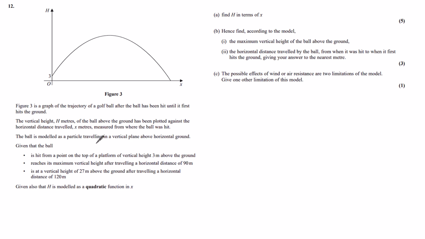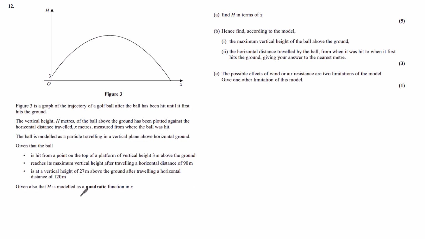The ball is modelled as a particle travelling in a vertical plane above horizontal ground. Given that the ball is hit from a point on the top of a platform of vertical height 3 meters above the ground, reaches its maximum vertical height after travelling a horizontal distance of 90 meters, and is at a vertical height of 27 meters above the ground after travelling a horizontal distance of 120. Given also that h is modelled as a quadratic function in x, part A, find h in terms of x.